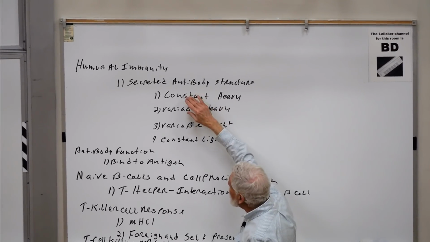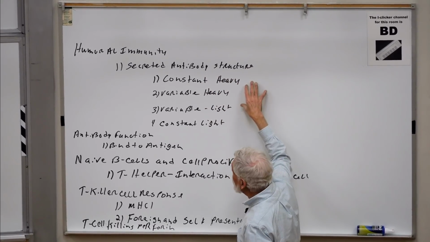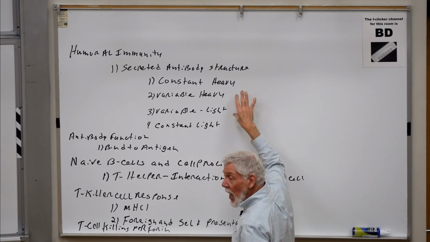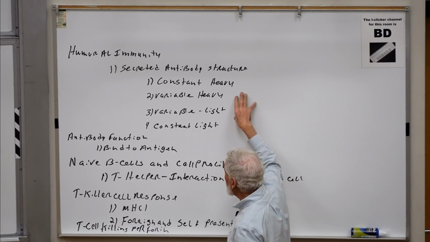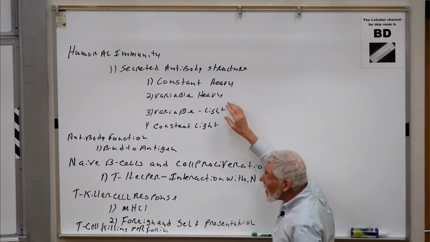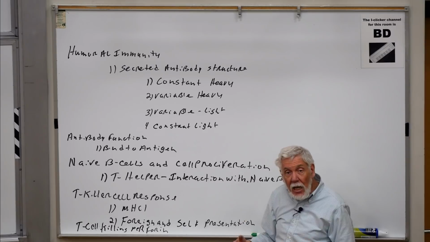To understand the humoral branch of the immune system, we have to spend a little bit of time on what we mean by a secreted antibody and its structure. And this is a classic structure you've seen probably in a number of places. It has a classic Y shape. There's a long arm of the Y and a short arm of the Y. And we find that the antibodies are composed of a light chain and a heavy chain.